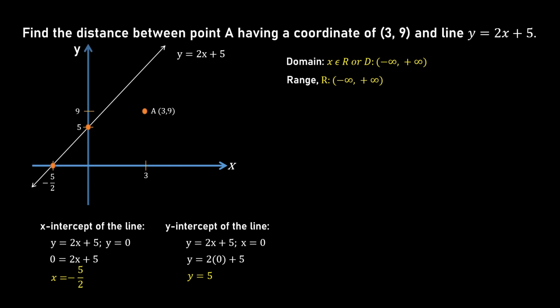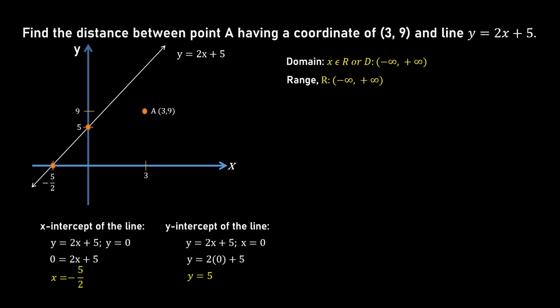So why did we define the domain and range of the given line? It has something to do on our next step. Our next step here is to project a vertical line that would pass the given point and would intersect the given line. And how sure we are that if we project a vertical line that would pass point A, then it would intersect the given line? It is by the value of domain.